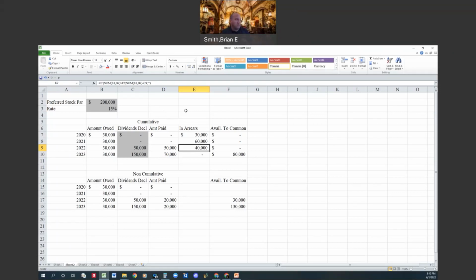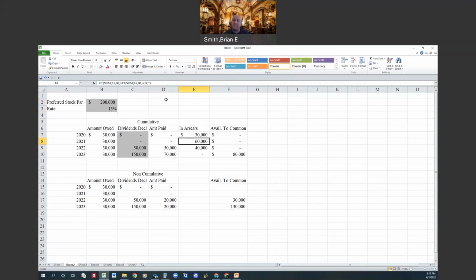In this situation, we're looking at preferred stock. The grayouts here are what I have indicated as things that I would need to fill in. Everything else should be calculated on its own. So if we have a preferred stock here at par value, and let's say it's 15%, that means every year we're owed $30,000. If we're not paid in years 2020 and 2021, we have zero dividends declared. That means none of these were paid out. So in year one, we have 30,000 in arrears that are owed to the preferred stock.